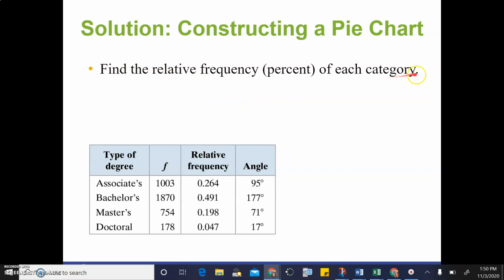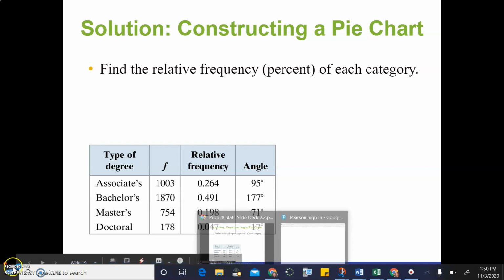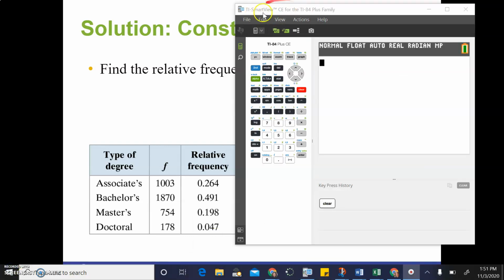So the thing that we're going to focus on is figuring out the relative frequency or the percent, right? So here's the frequency. To figure out the relative frequency, we take 1,003 divided by the total number here. Okay, so if you add those 4 numbers up, let's see, I think I've got my calculator handy. If I can pull it up real quick. This is a calculator that's in your computer, by the way.